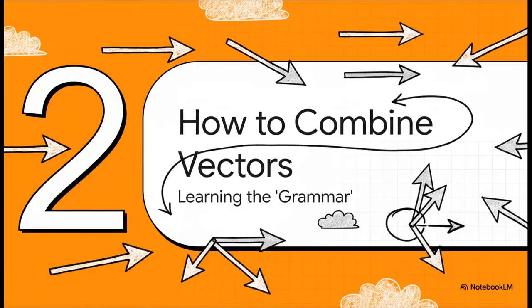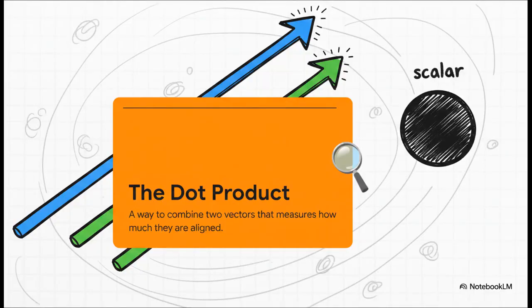Okay, so we have our words, these arrows. Now we need some grammar. We need rules for how to combine them to say something meaningful. So let's look at two fundamental ways we can multiply these vectors together. First up is something called the dot product. Now, what's interesting here is that this operation doesn't give you another arrow. It just spits out a single number, a scalar.